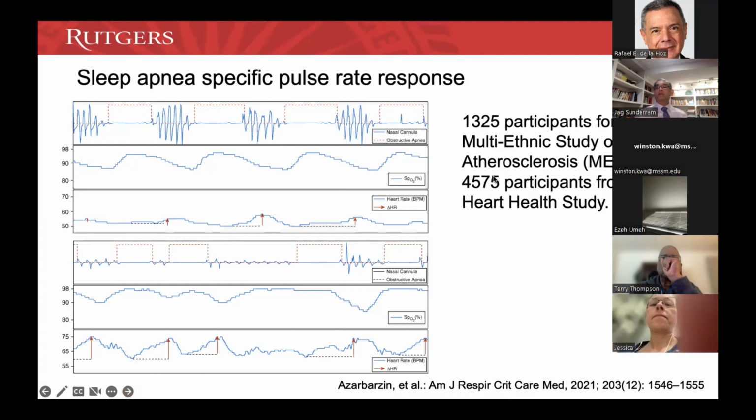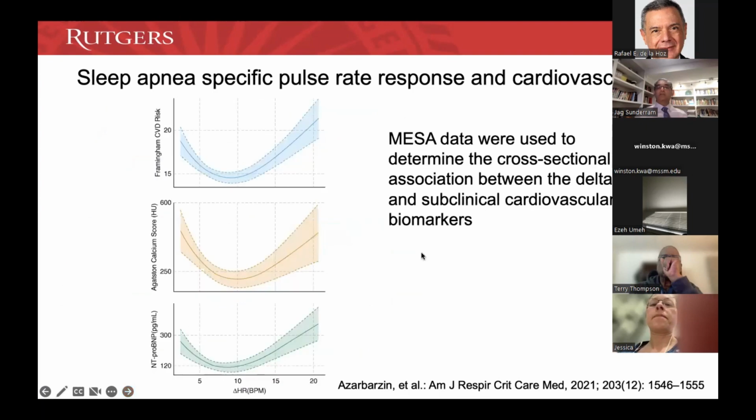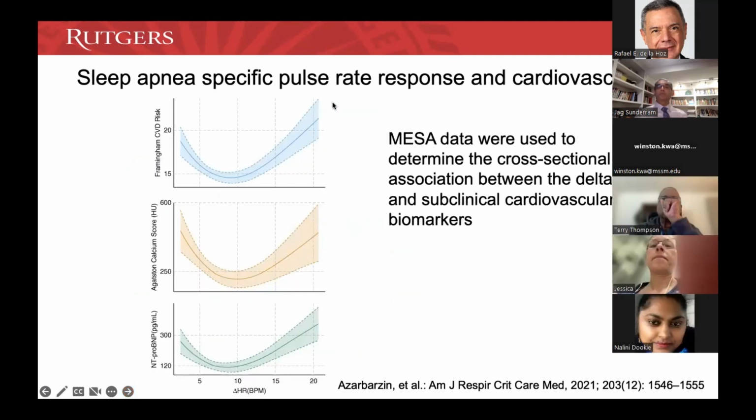And they looked at the MESA database of over 1,300 participants, and they looked at intermediate cardiovascular risk factors. And what they showed was a U-shaped distribution of changes in subclinical cardiovascular biomarkers, meaning that when you either had a low heart rate response or a very high heart rate response, you had increased risk, at least these biomarkers seem to be high. Like the calcium score, the NT-proBNP, and the Framingham cardiovascular disease risk.